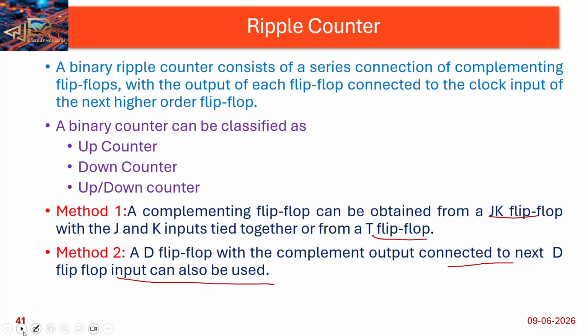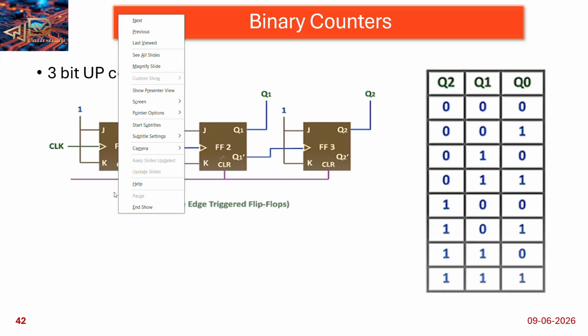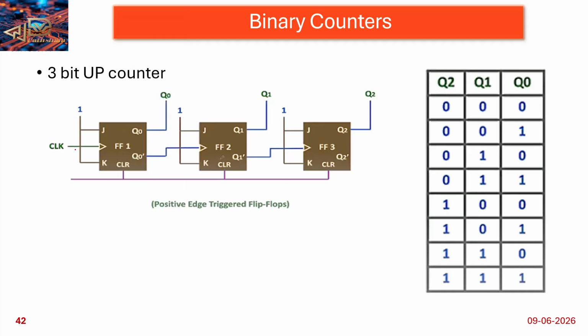That is the reason most of the times we are considering the D flip flops. See, this is the up counter. So, asynchronous counter, asynchronous positive edge triggered. Okay, asynchronous positive edge triggered. This is connected in serial connection.